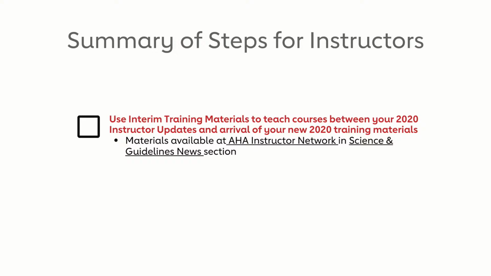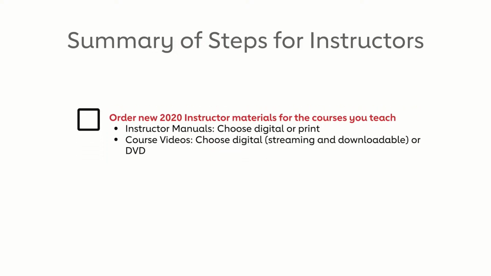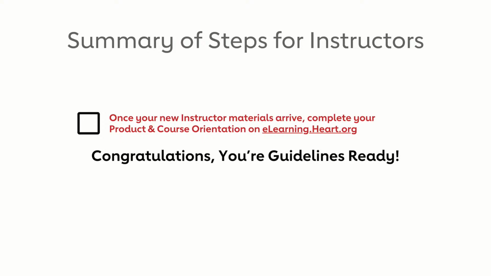You'll also need to purchase your 2020 instructor materials. Once you have those materials in hand, we highly recommend that you complete the product and course orientation for each discipline you teach. Product and course orientations are available for BLS, ACLS, and PALS. Again, they can be accessed on elearning.heart.org using your instructor network login information. Now, once you've completed those steps, you are guidelines ready, and you can start teaching new courses, either with the interim materials or with the new materials in hand.